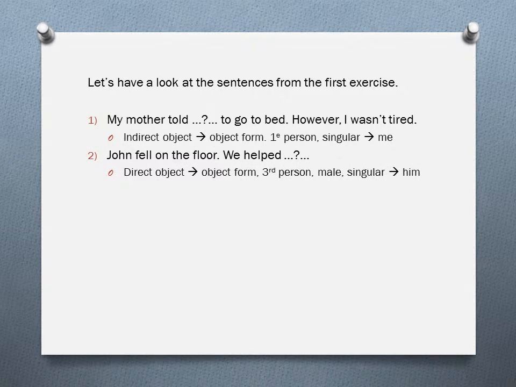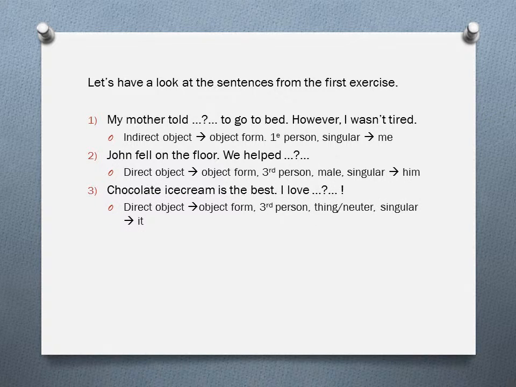In the second sentence, "John fell on the floor, we helped ?" The personal pronoun has the function of the direct object, so we must use the object form. Furthermore, it's a third person, male and singular, so the correct form of the personal pronoun should be him. John fell on the floor, we helped him.